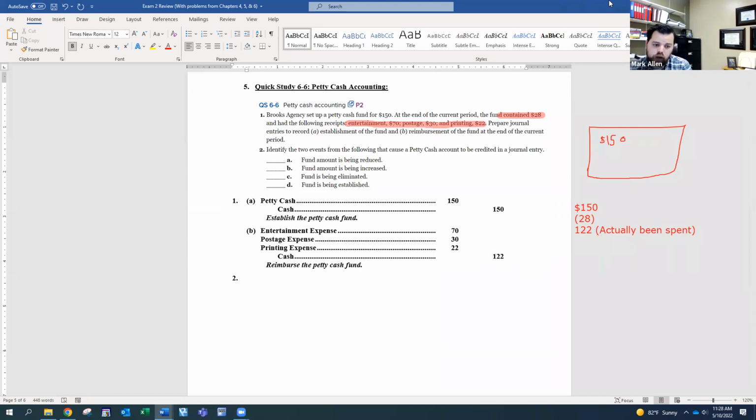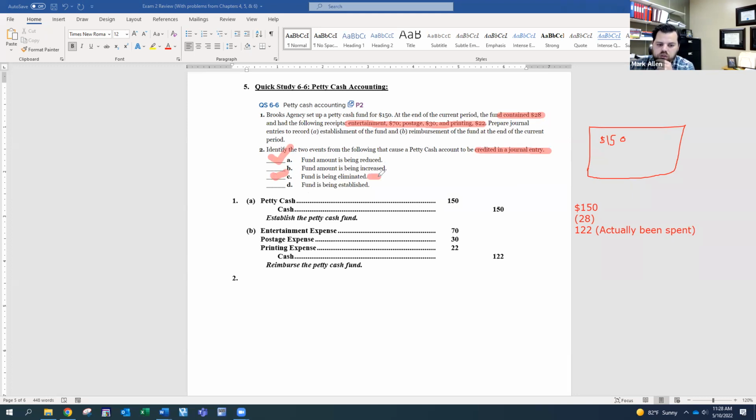Now, part 2 of this question, identify the 2 events that cause petty cash to be credited in a journal entry. Well, let's go ahead and look at this, and I'll just do this with the highlighter. So we want to credit petty cash. Well, if the fund amount is being reduced, that would certainly be the case where we would want to credit petty cash. And if the fund is being eliminated, notice that this is the same thing as being reduced.